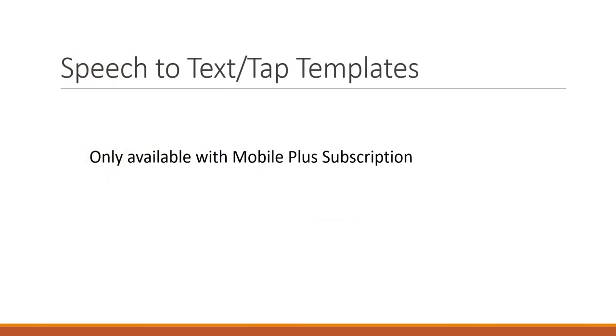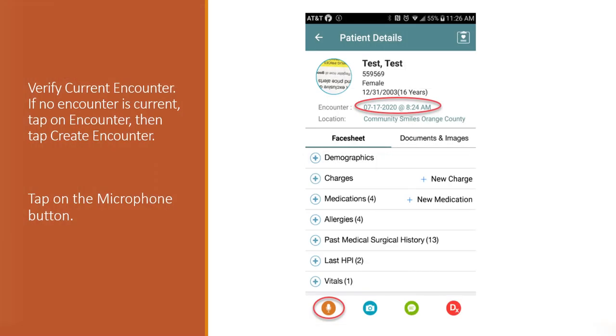Next is speech to text and tap templates. First, verify the current encounter at the top of the patient's face sheet. If the encounter is not current, you can tap on the encounter data and create a new encounter. Next, tap on the microphone.